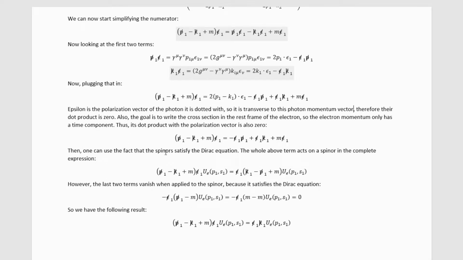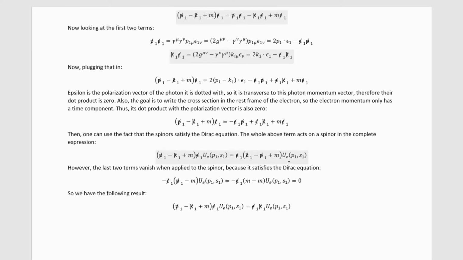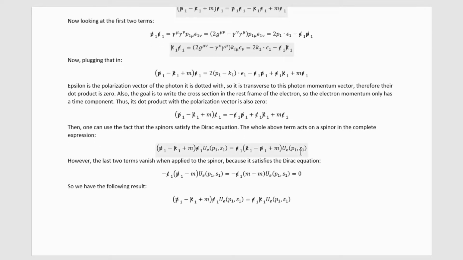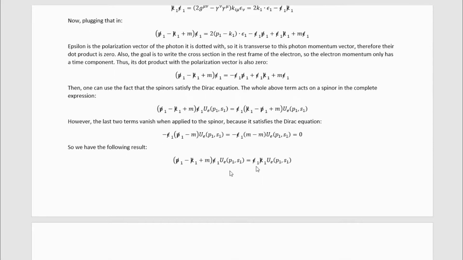Then one can use the fact that the spinors satisfy the Dirac equation. The whole above term acts on a spinor in the complete expression. We have this as the original numerator we were simplifying, applied to the spinor that it acts on in the full expression, and then after the manipulations that we just did, we arrive at this result. However, because the spinor satisfies the Dirac equation, and this P1 slash here is a term in the Dirac equation and the mass is the other term, the signs work out such that we can just replace this with a mass, which causes this second term with this other mass to vanish, leaving just this first one, which is just this factor of K1 slash applied to the spinor there. Ultimately, this is the simplification we get.